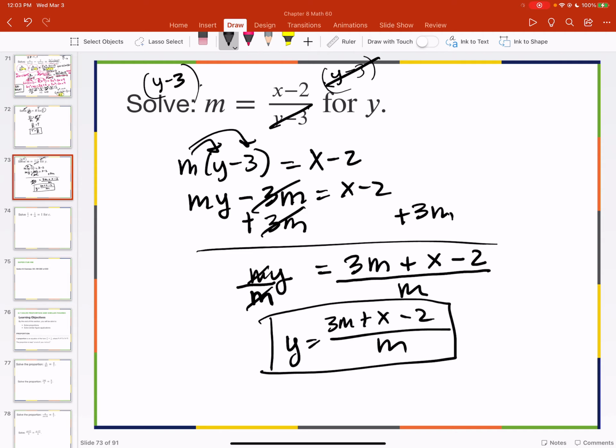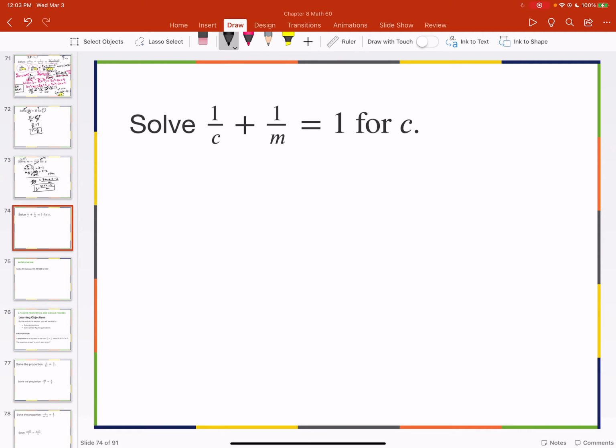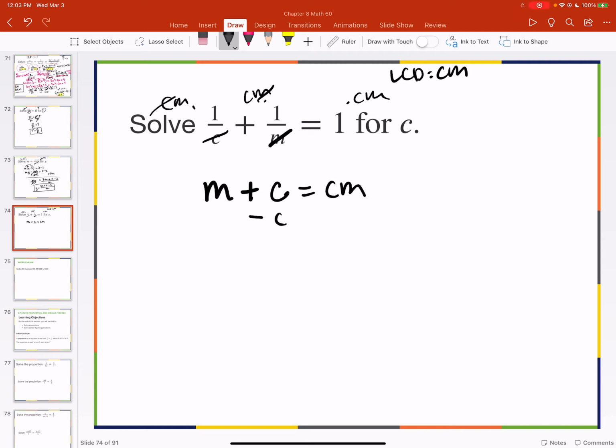Okay, cool. Let's do one more of these. 1 over c plus 1 over m is equal to 1. Let's solve for c. Why don't we multiply everything by the LCD to get rid of the fractions? The LCD would be cm. So multiply everything here by cm. We're going to get, for the first term, m, plus the second term, c, is equal to cm. Now we want the c's to be together. So we get m is equal to cm minus c.